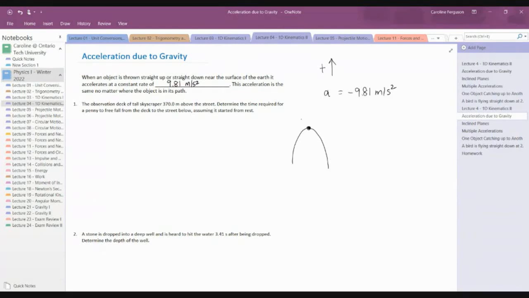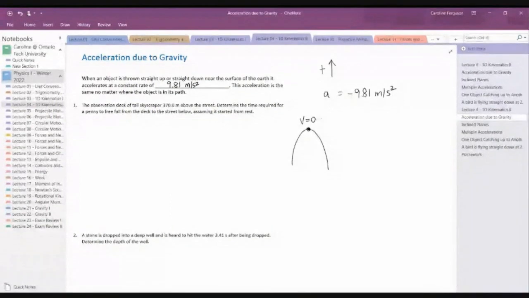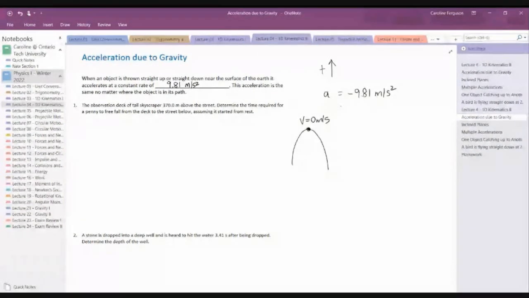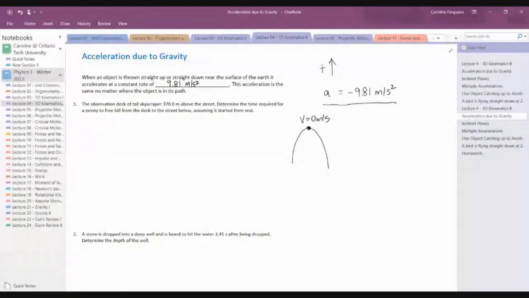Yeah. So at the very top, the velocity is 0. But the acceleration is still 9.81 meters per second squared. And which way is the acceleration pointing? It's always downwards. Yeah, it always points down. So if we say up is positive, then the acceleration is negative. If we wanted to say down was positive, then the acceleration would be positive. Okay, so at the very top, the acceleration is still negative 9.81 meters per second squared.